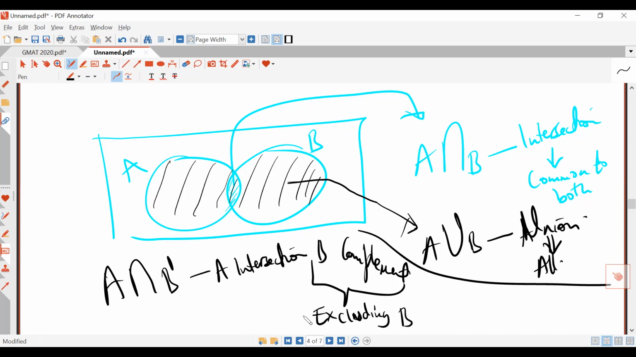So I talk about A only, i.e. A only. And what is this one here? This is going to be our A only. This one here. That is going to be our A only.